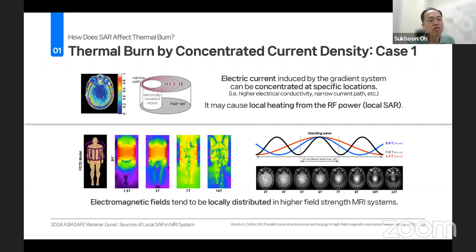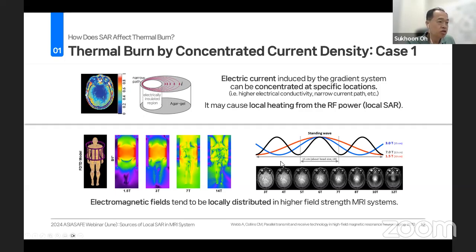The electromagnetic field tends to localize at higher field strength, as I have numerically simulated from 1.5 Tesla to 14 Tesla. This is mainly due to the shortened wavelength effect. When the frequency is increased, each wavelength is shortened. The shortened wavelength causes an inhomogeneous electromagnetic field in the human body. Therefore, localized electric field distributions are quite common in higher field MRI systems.